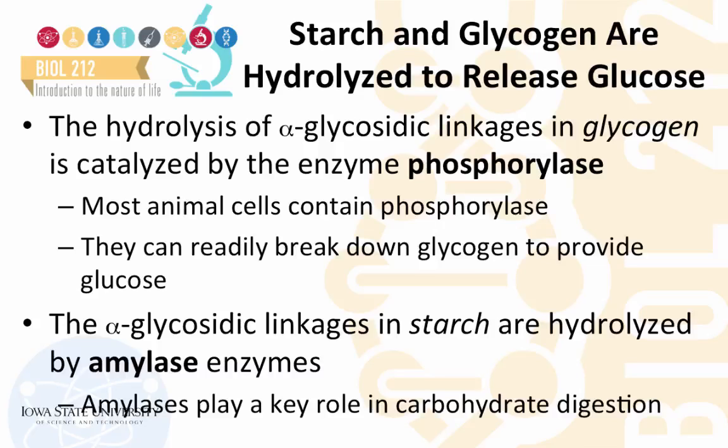The alpha-glycosidic linkages in glycogen are hydrolyzed by the enzyme phosphorylase, which is present in most animals, enabling them to break down glycogen and release glucose. The alpha-glycosidic linkages in starch are hydrolyzed by amylase enzymes. Amylase plays a key role in carbohydrate digestion. Amylase is present in human saliva, enabling carbohydrate digestion to begin in the mouth immediately after we eat food.